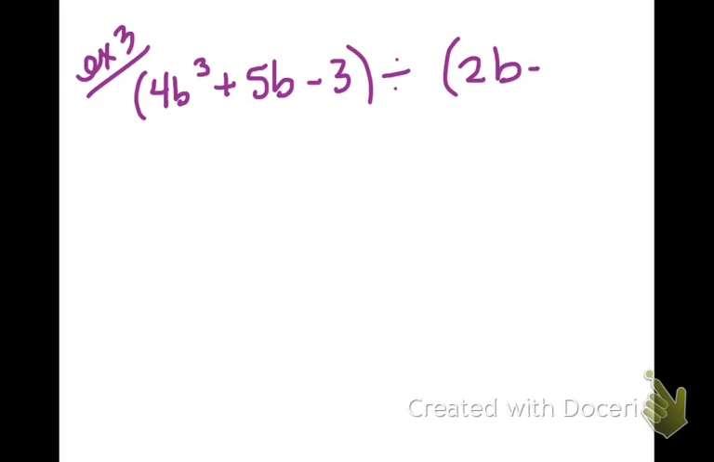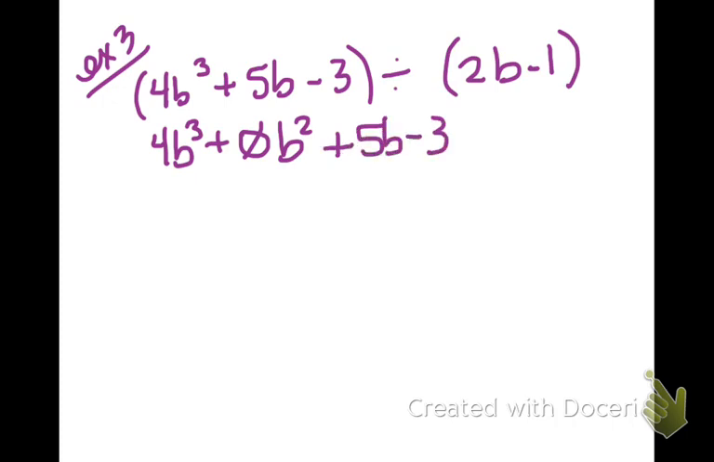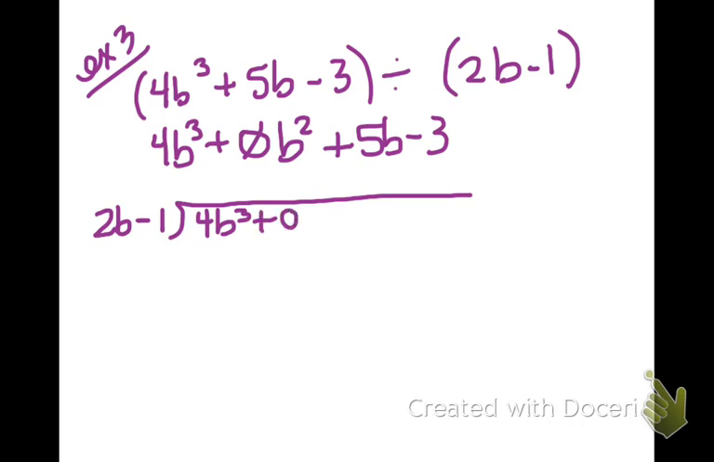So 2b minus 1. In standard form, we have descending order of the variable, and we have b cubed, and it goes right to b. So we want to rewrite this to be 4b cubed plus the 0 coefficient b squared, then the 5b minus 3. That's what we're actually going to be dividing here. So our divisor is 2b minus 1, and then put the whole dividend with the placeholder.